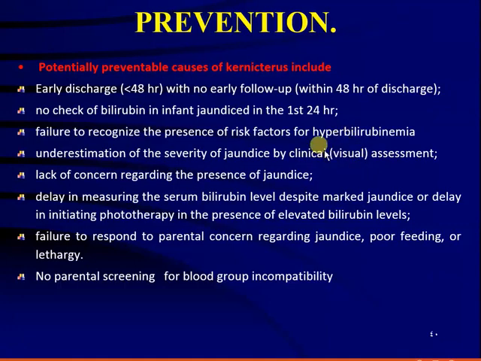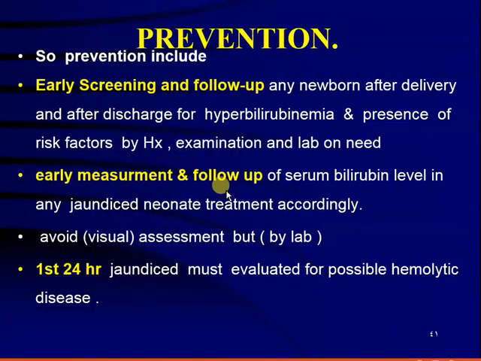We should always depend on lab assessment. Lack of concern regarding the presence of jaundice. Delay in measuring serum bilirubin level despite marked jaundice, or delay in initiating phototherapy in the presence of elevated bilirubin. Failure to respond to parental concern regarding jaundice, poor feeding, or lethargy. No prenatal screening for blood group incompatibility. All these are preventable causes of kernicterus.